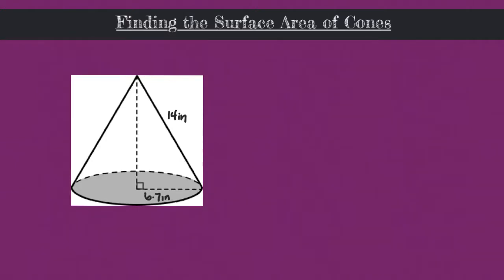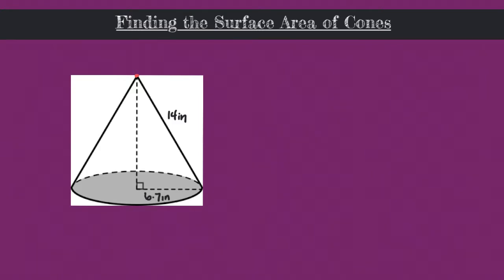Guys, in this video we are going to find the surface area of cones. We're also going to talk about how to find the slant height of a cone as well. So remember, a cone is a solid with one circular base and one vertex. The tip of our cone is called its vertex, and of course the base is a circle.